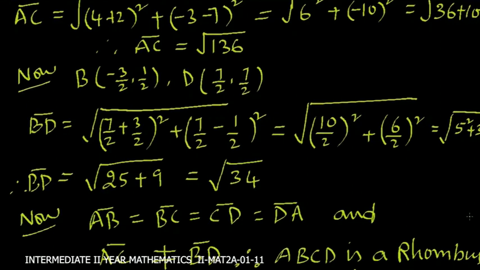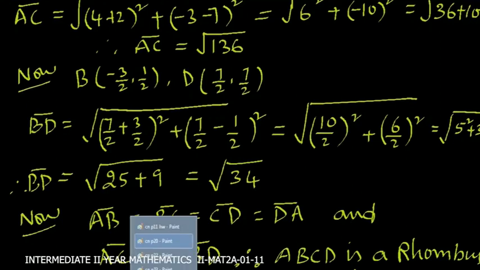ABCD points are vertices of a rhombus. So it is as simple as how we prove a square. Square and rhombus are almost the same, the calculation is the same, all four sides and two diagonals. The only difference is, in the case of a square, the four sides are equal and the two diagonals are also equal, but in the case of a rhombus, all four sides are equal, but the diagonals are not equal. So this is how we prove this.